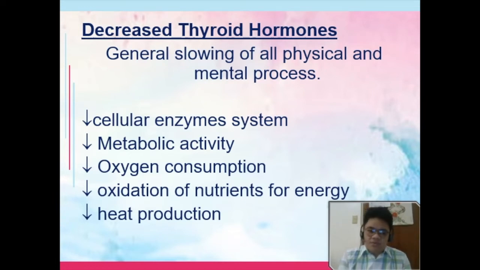Now, this leads to decrease of your cellular enzyme system and oxidative processes, meaning enzymes, cells are not working properly. There is metabolic activity decrease. There is a decrease of oxygen consumption. There is a decrease of oxygenation of nutrients for energy, meaning we will have problems with our energy sources. Then there is decreased heat production. That's why classic to hypothyroidism is your cold intolerance. Meaning, class, a certain amount of cold your patient will not be able to tolerate because the body is unable to produce enough heat to compensate for the cold temperature of the environment.